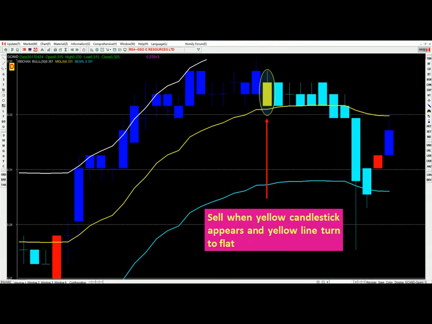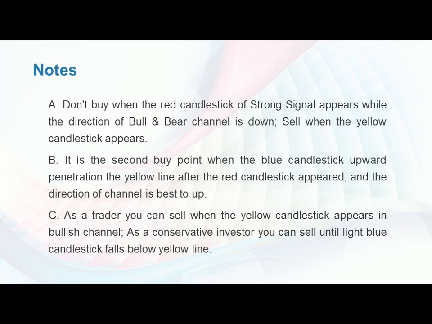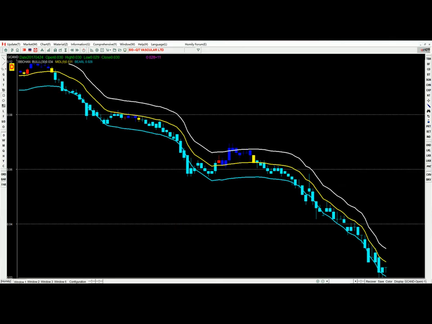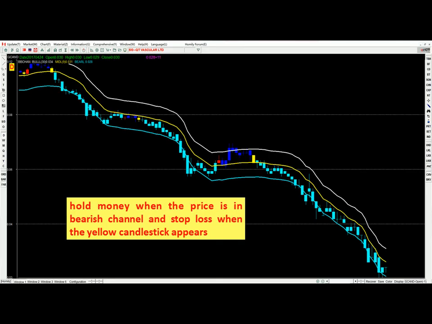So sell when the yellow candlestick appears and the yellow line turns flat, from up to flat, you should sell first. So this is some notes. Then you just remember this. Hold money when the price is in the bearish channel and stop loss when the yellow candlestick appears. So you should hold money when the price is in the bearish channel and stop loss when the yellow line appears.